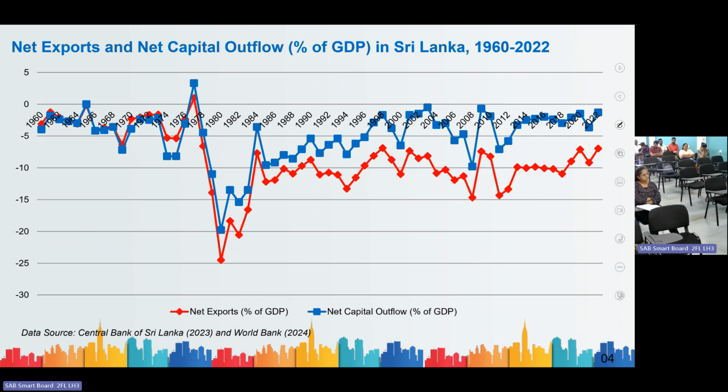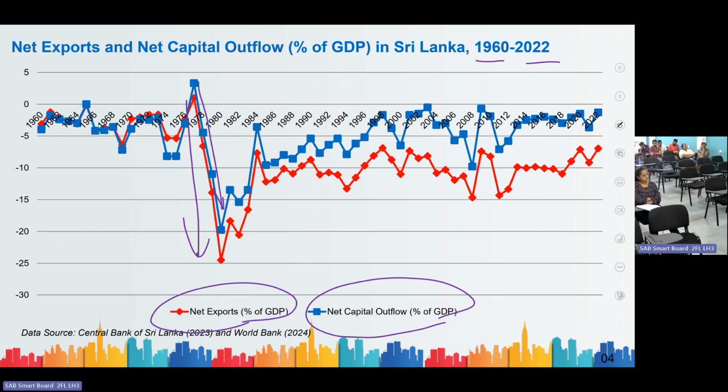That is clear from this figure. This data is from Sri Lanka over the period from 1962 to 2022. The blue line shows net capital outflow as a percentage of GDP. The red line shows net exports as a percentage of GDP. You see, both go hand in hand. When net capital outflow decreases, net export also decreases. When net capital outflow increases, net export also increases. It is clear during other periods as well, even though there is a gap, because that is the model.